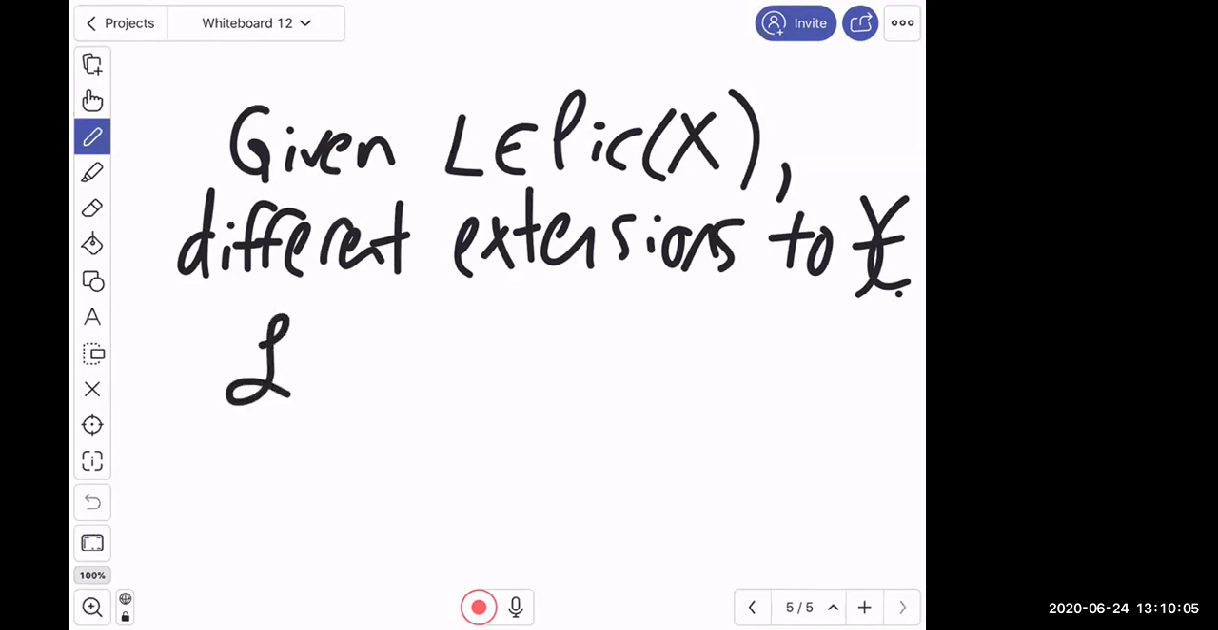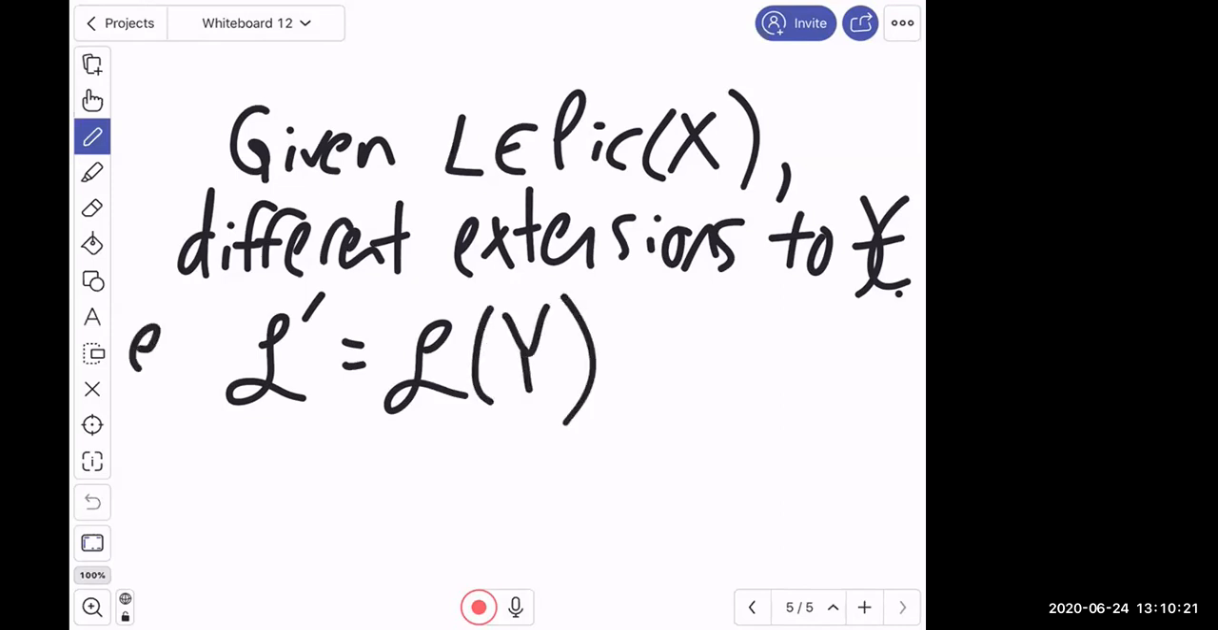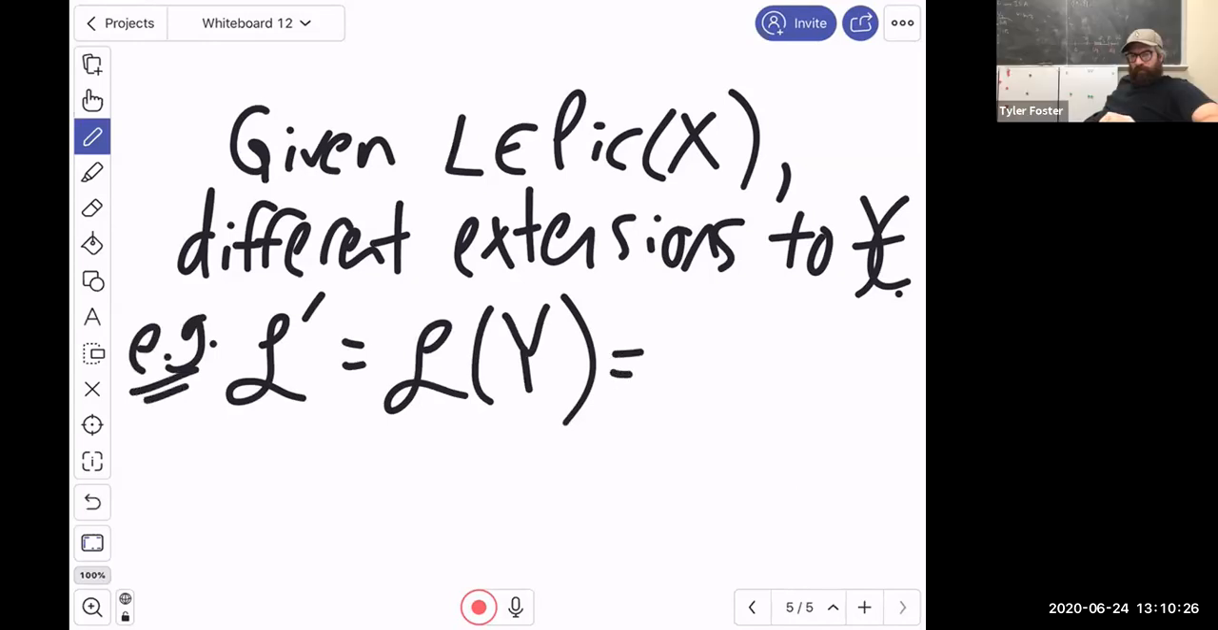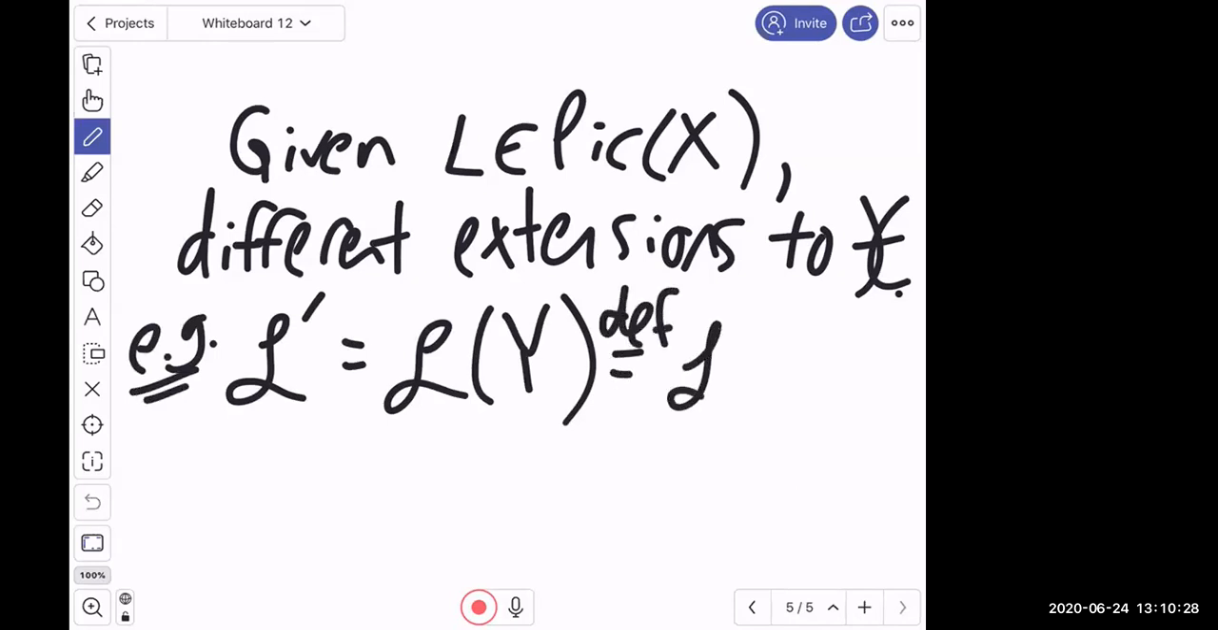other choices will differ. So for example, I could choose L prime, which is the original extension I took, this line bundle on the whole family. I could twist it by some component Y of the special fiber. By definition, that means that you tensor with O_X(Y), the line bundle associated to the divisor Y.